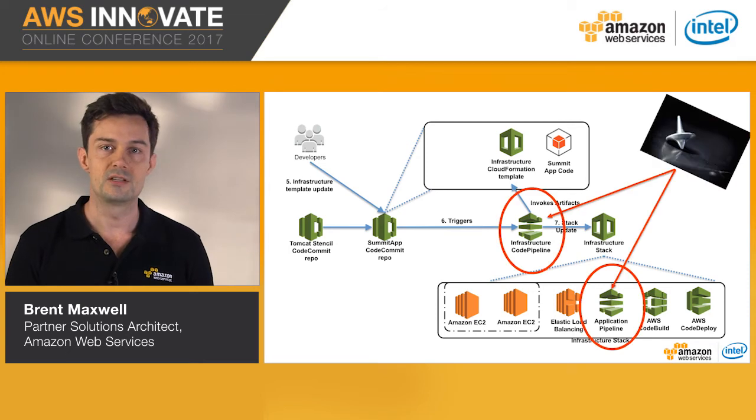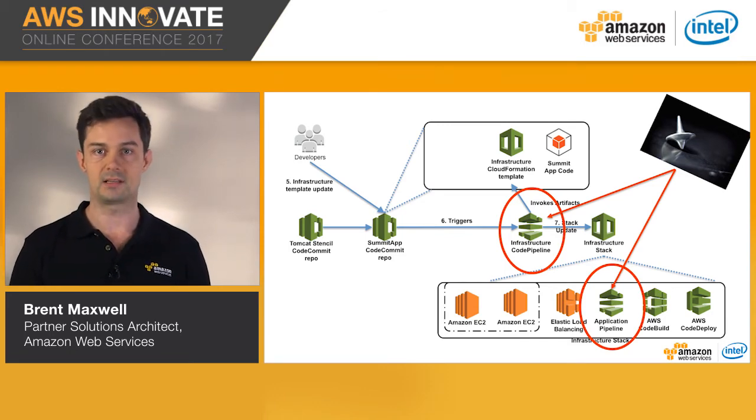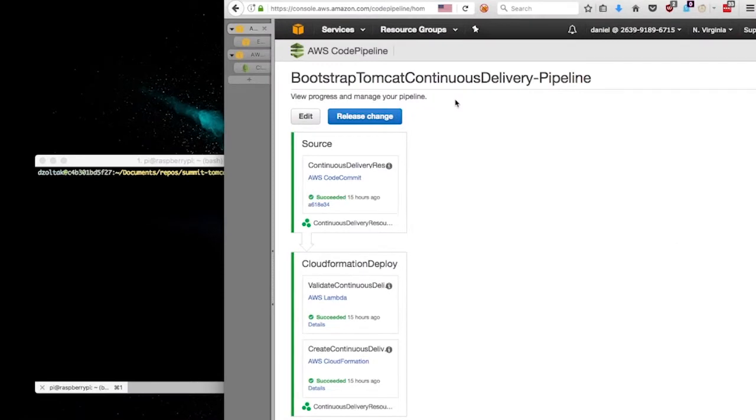So this is where the inception takes place. We're using the infrastructure pipeline to build out the application pipeline and all of the logic for testing functionality baked into that. Let's see a demo of how this works practically. Here we have the infrastructure continuous deployment pipeline that's been bootstrapped. So we have the source stage and then the deployment stage.